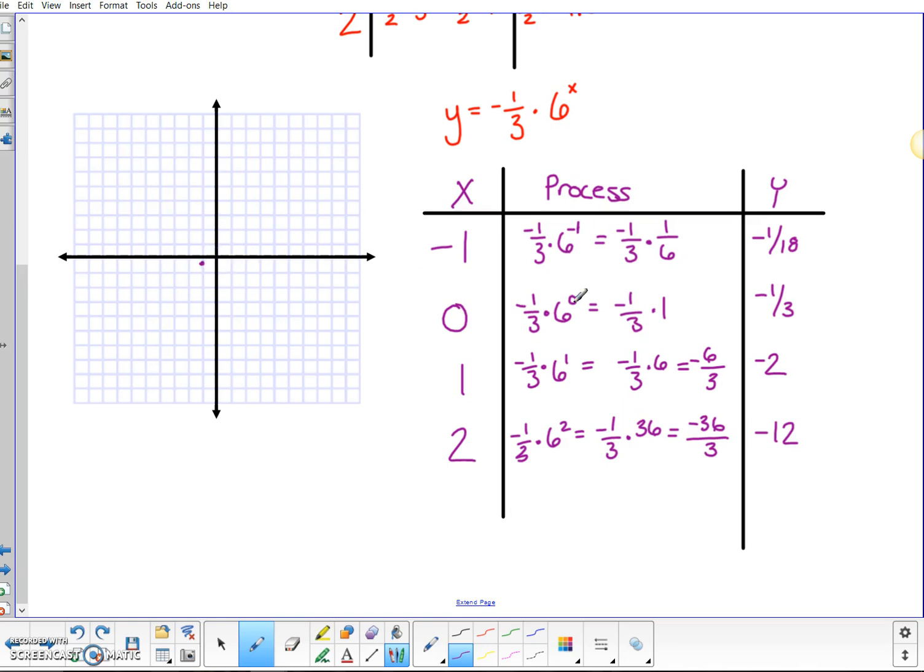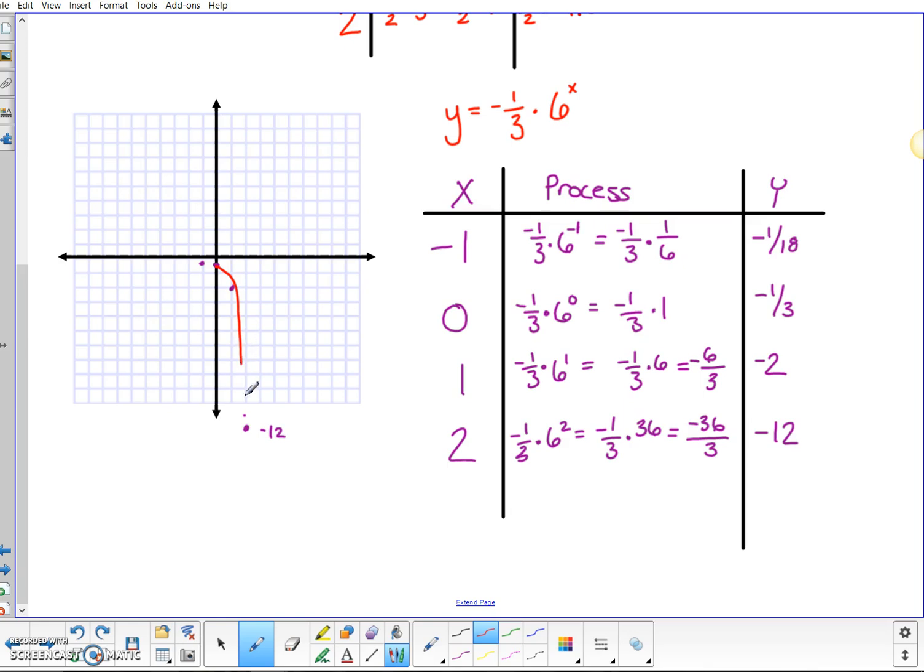I know, it's impossible to make it that small in my graph. 0 is -1/3. 1 plots with -2, and 2 plots to -12. So I actually have to go below my graph. And yes, I want you to graph things even if they go off your paper. You can always label them to tell me where they should be.